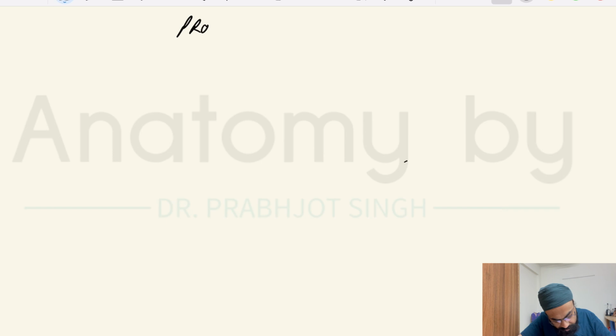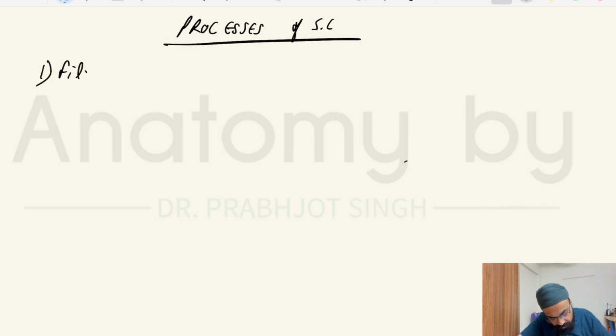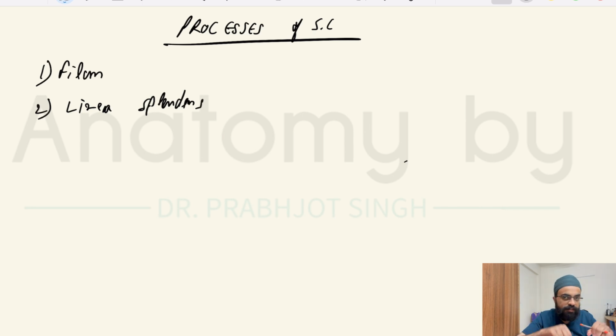The processes of spinal cord. So there are four processes. The first is filum terminale, we just talked about it. The second is linea splendens. This is not the Hero Honda Splendor, this is linea splendens.